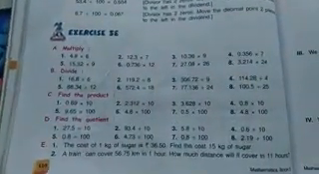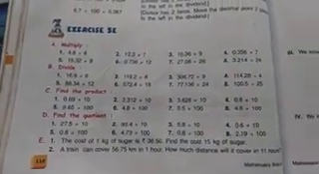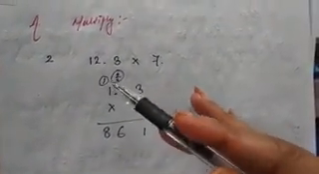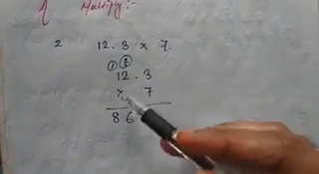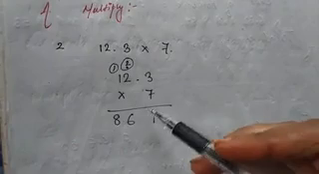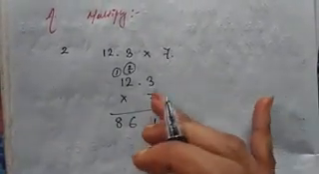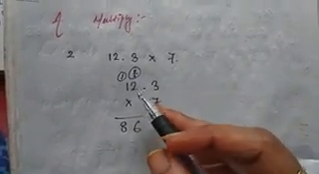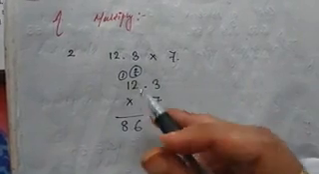So first let's start with number A, multiply. Multiplying a decimal number by a whole number. Number 2, 12.3 multiplied by 7. So 12.3 into 7. First 7 multiplied by 3: 7 3s are 21, write 1, carry 2. 7 into 2, 14, plus 2, 16. You'll write 6 here and carry 1.